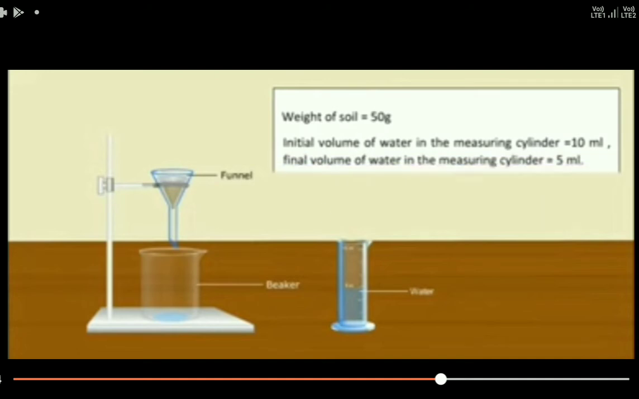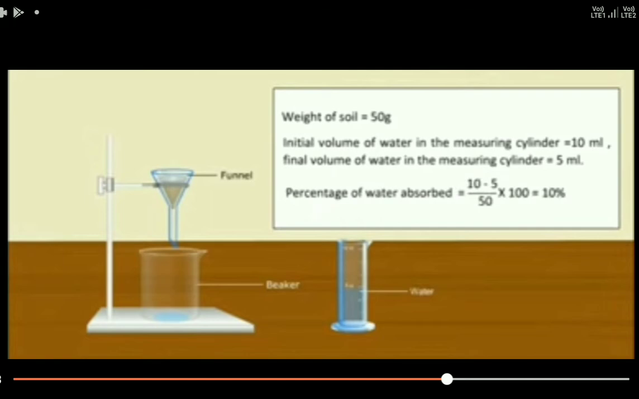Next is the final volume of the water. What does final volume mean? You have taken the water from the beaker with the help of a dropper. After taking the water from the measuring cylinder, we have to measure again. First it was 10 ml. After taking the water, it is 5 ml now. For this we have a formula. What is the formula? We will see.